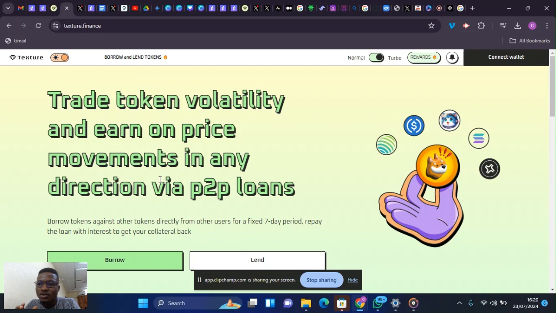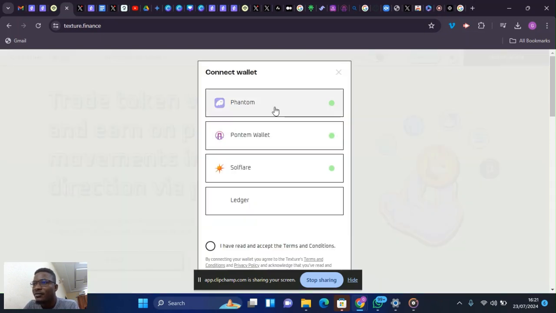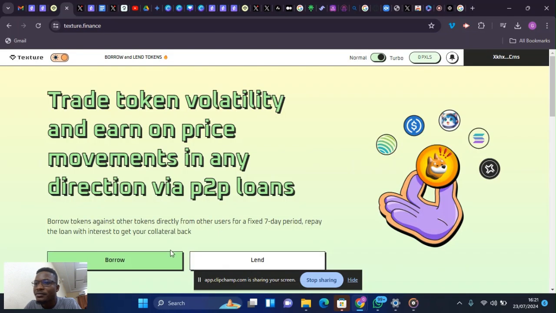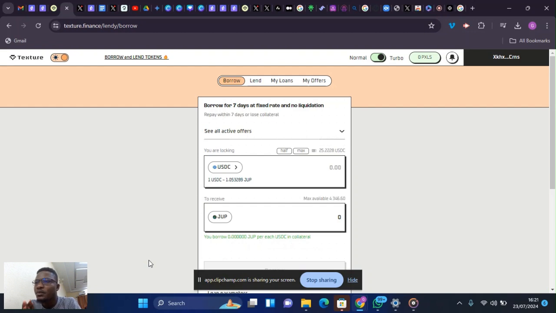Texture protocol is a lending protocol built on the Solana blockchain. You can borrow for a short period of 7 days and pay back, and you can also be a lender. Let's take a deep dive into the protocol. Let me connect my wallet and we will be up and running. Let's go to borrow first. Let me show you how to do this.